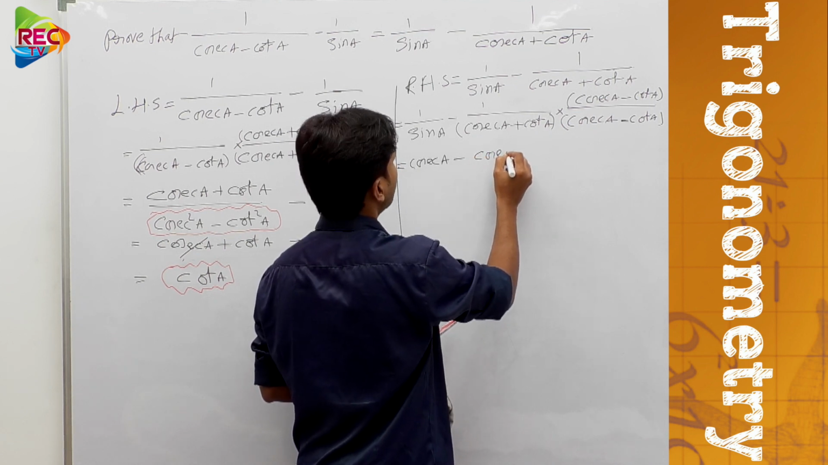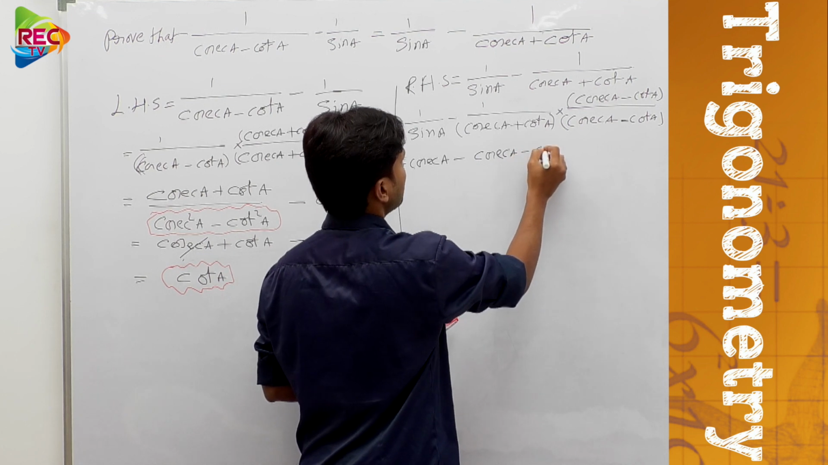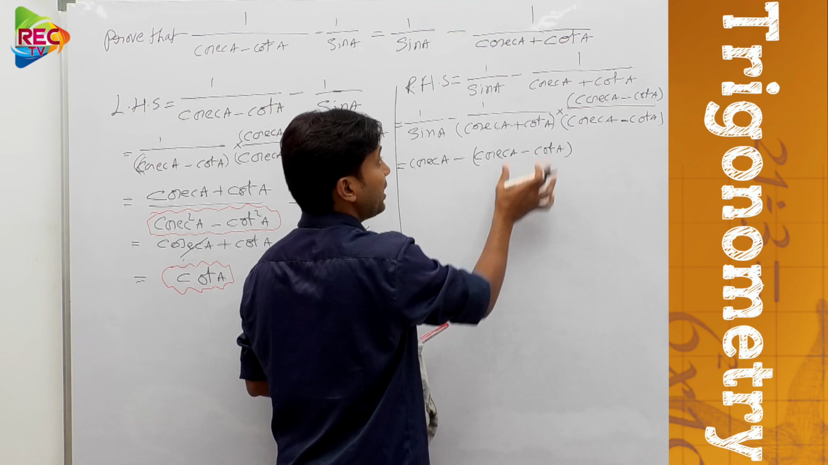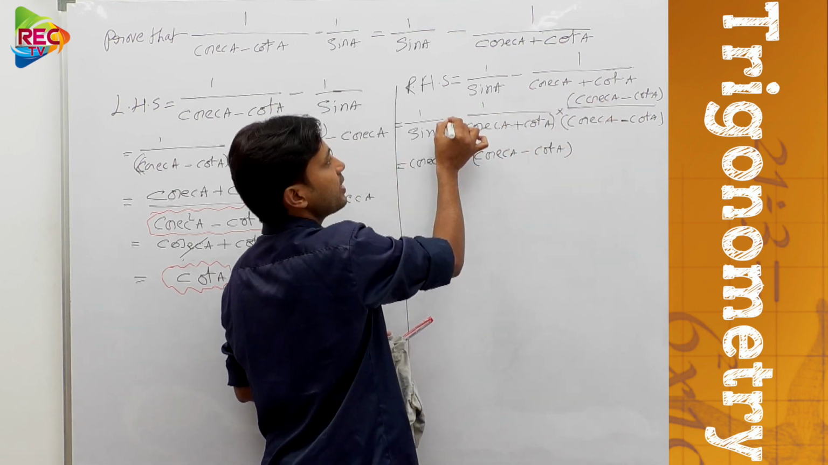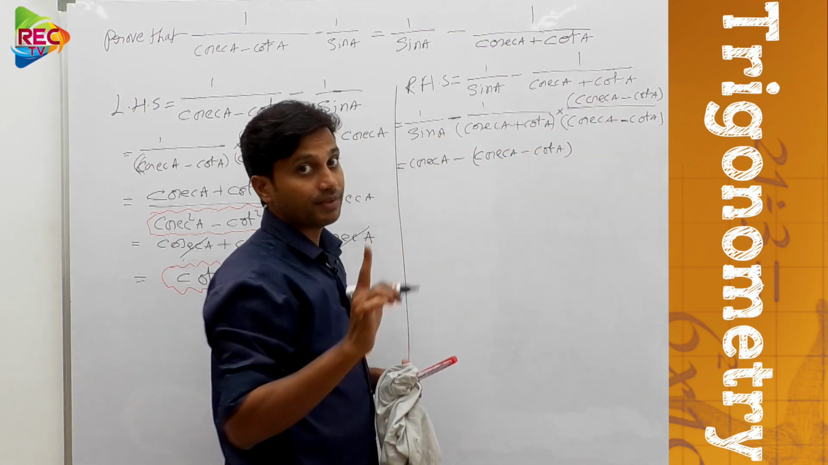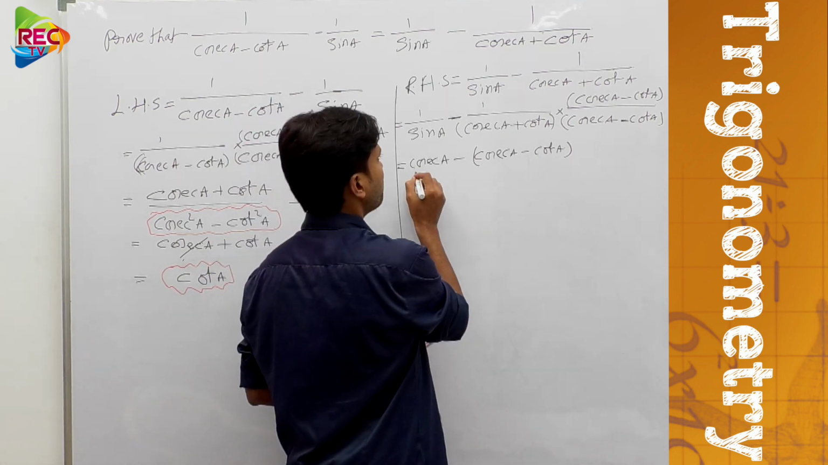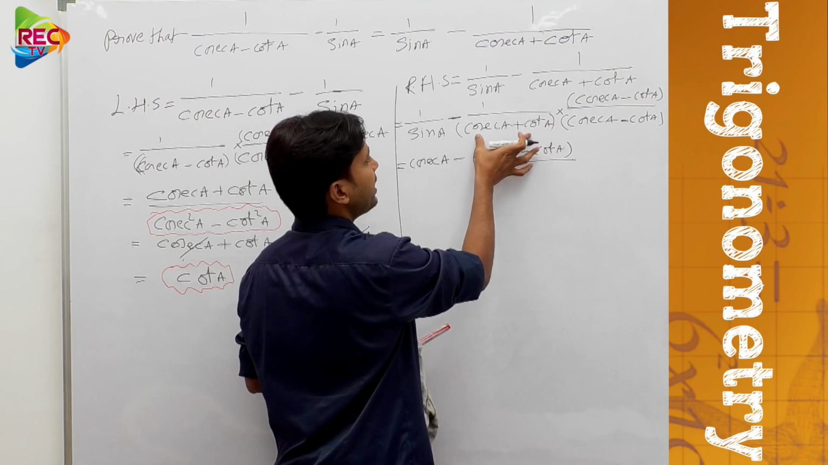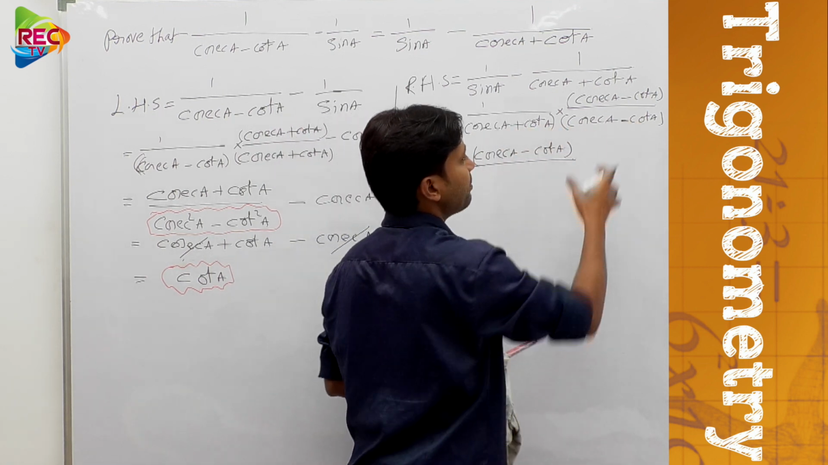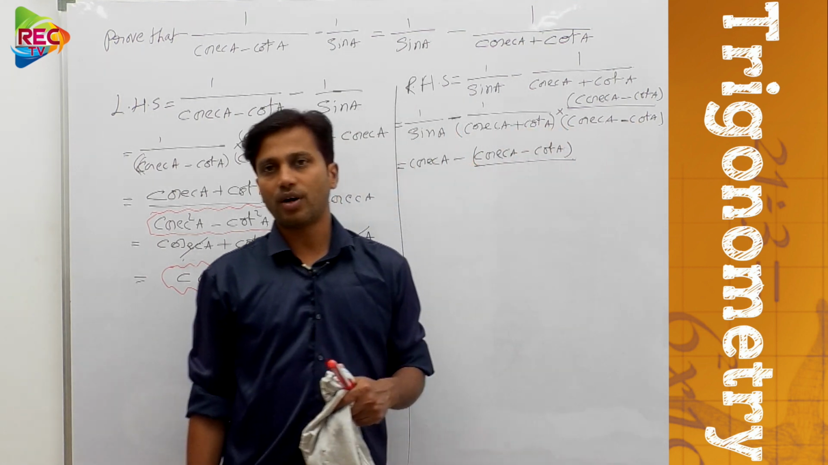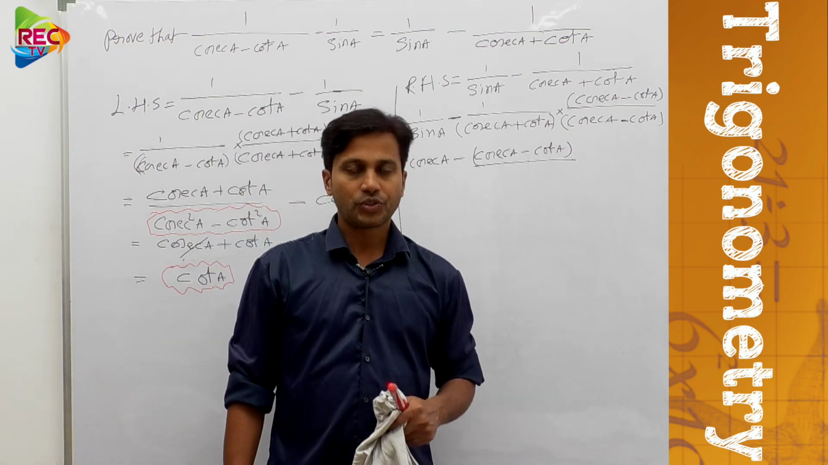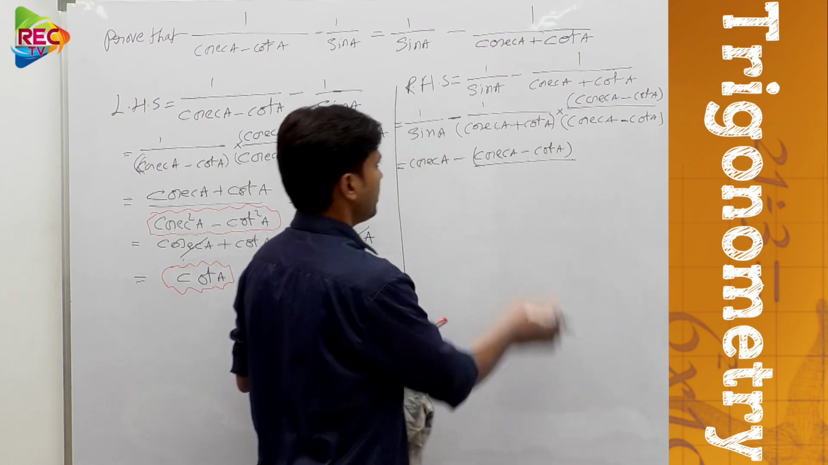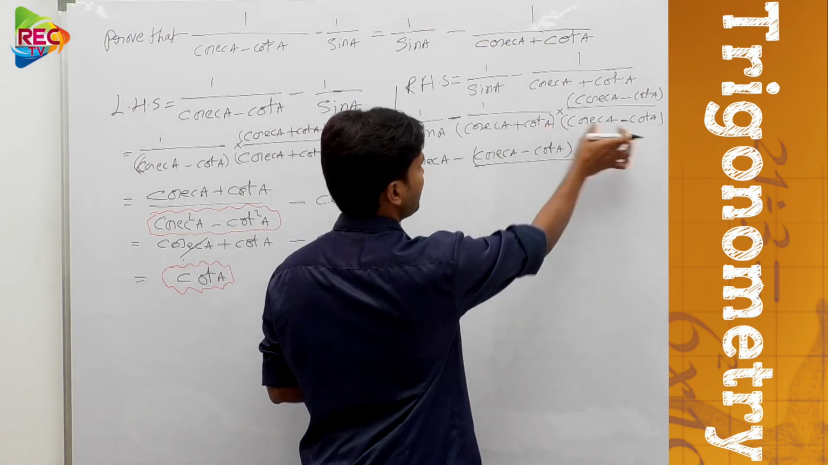Cosecant A minus cot A within the brackets. Please keep it within the brackets, because there is a minus symbol in front of that. Okay. Now cosecant A plus cot A into cosecant A minus cot A. That means it is again in the form of A plus B into A minus B. So it can be written as A square minus B square from algebra. Okay. So here A is cosecant A and B is cot A.